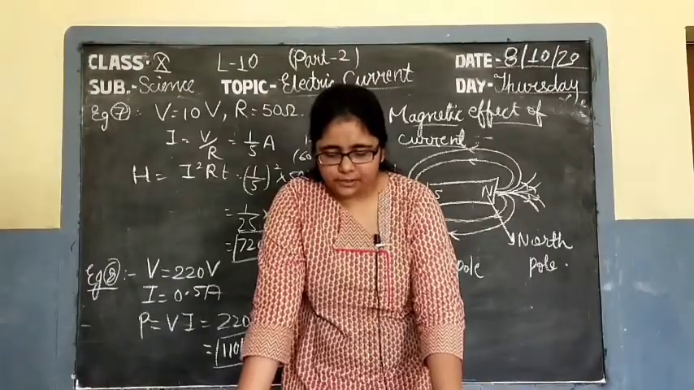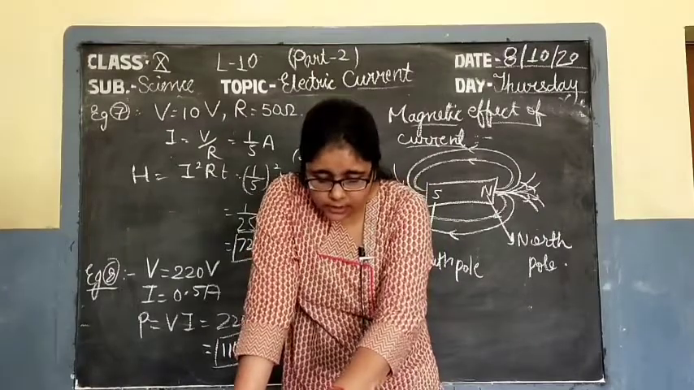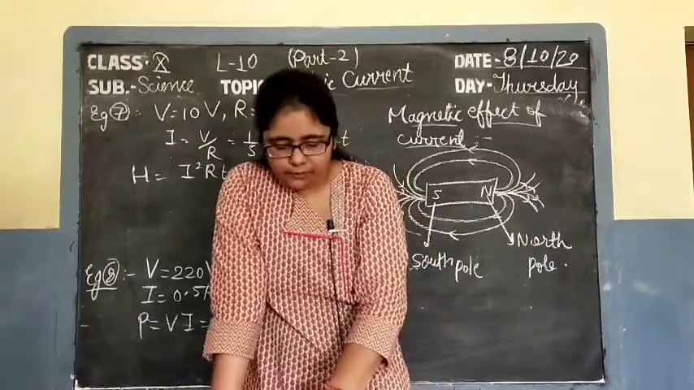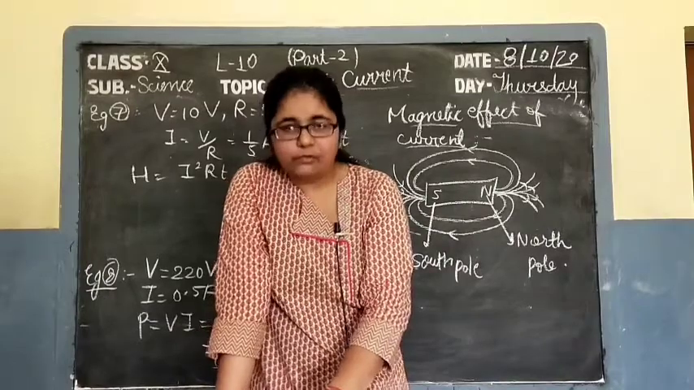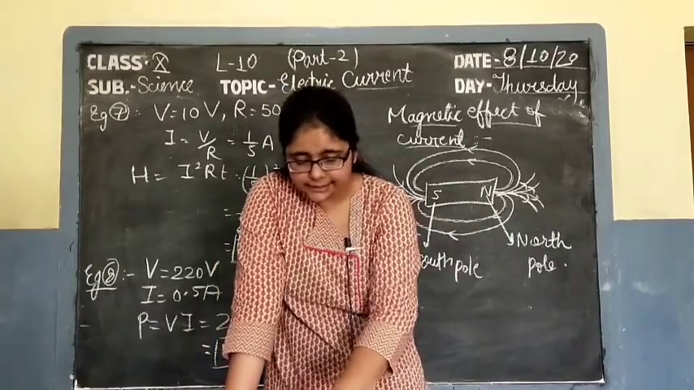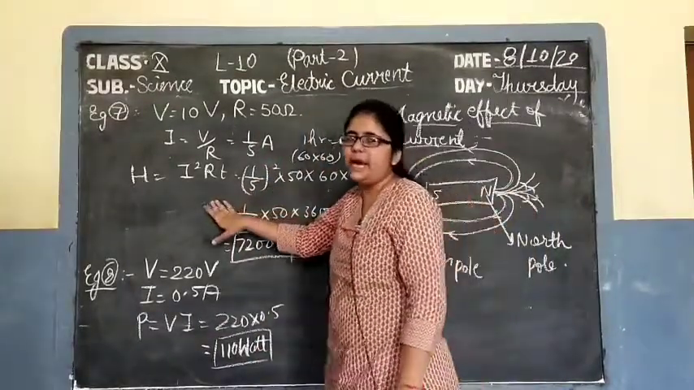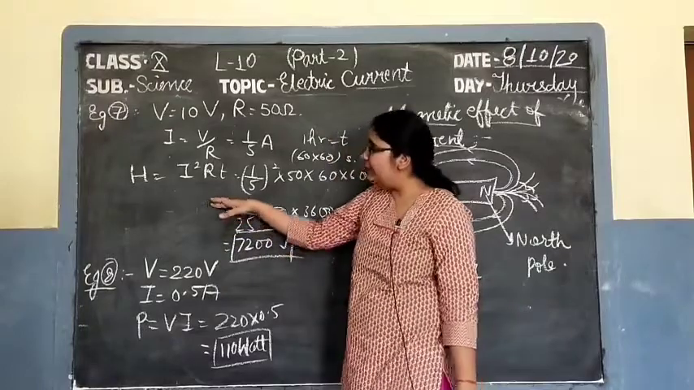In example 7, the question is, a 10 volt storage cell is connected to a nichrome resistance coil of 50 ohm so that current flows for 1 hour. So time given is 1 hour. Calculate the heat generated in the resistance. So we have studied the formula of heat generated in a resistance is I squared R T.